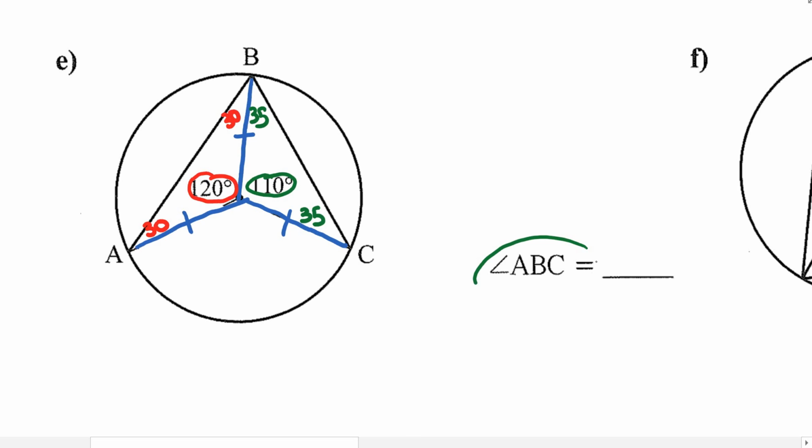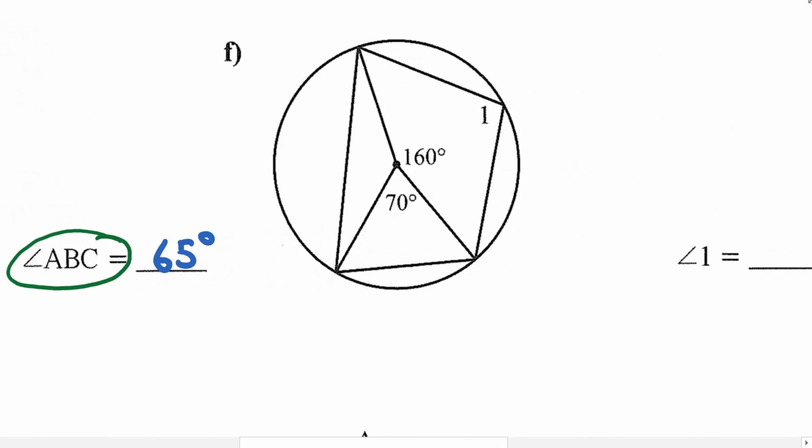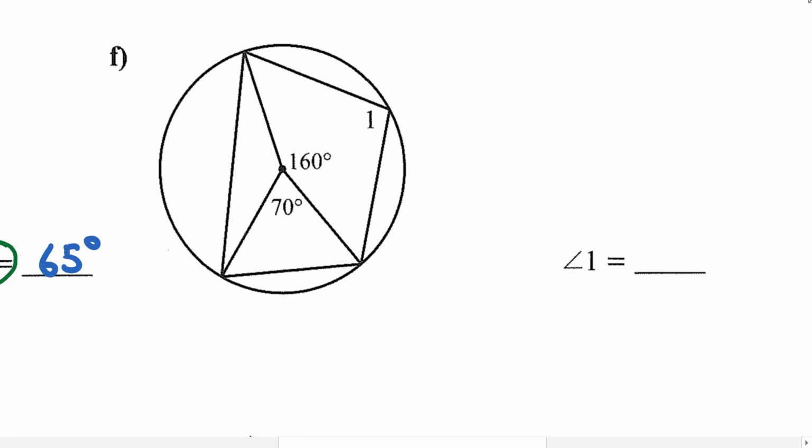Now, I need to find angle ABC. Angle ABC is this angle right there, so 30 plus 35 is going to be 65 degrees. So this particular problem has an answer of 65 degrees. Okay, let's move on to letter F. Let's take a look at letter F here.